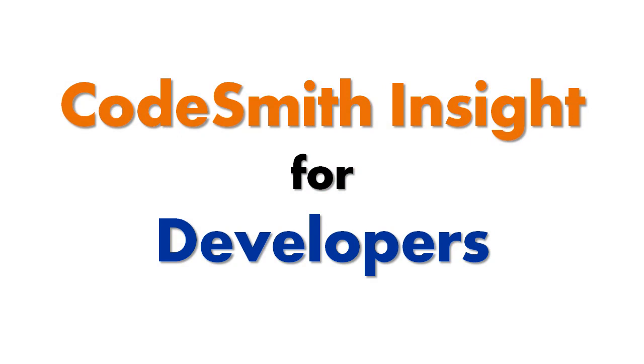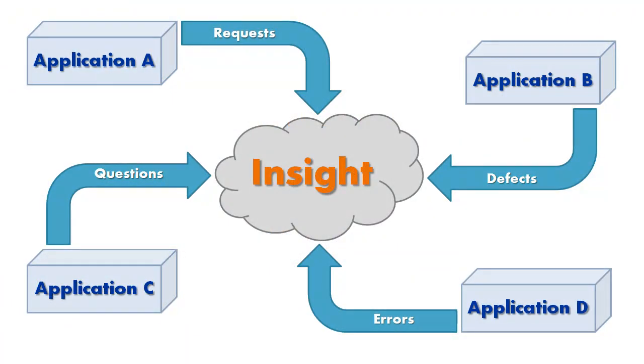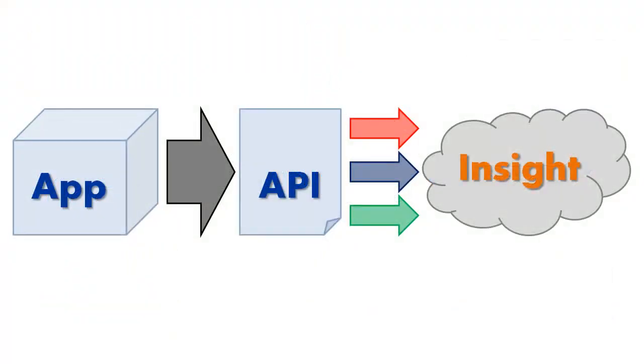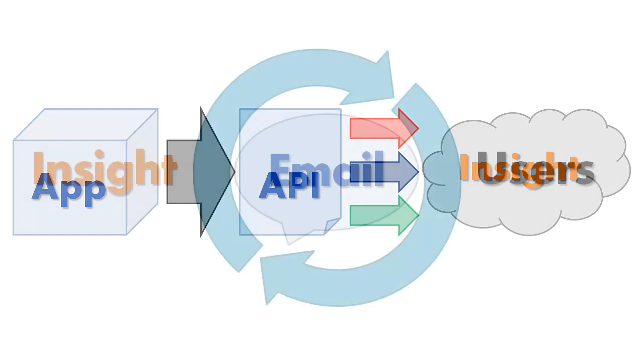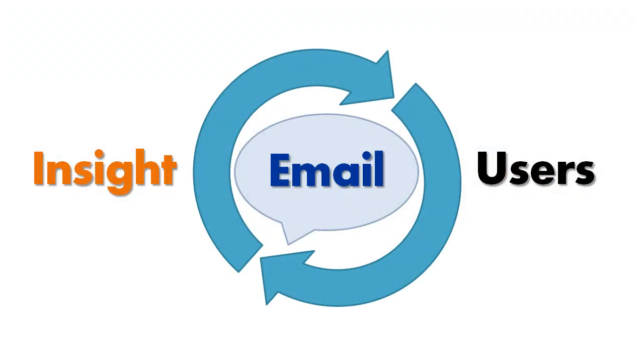Insight for developers. CodeSmith Insight can be easily integrated with your applications to provide your users a channel to communicate feedback. In addition to collecting user feedback, Insight will also collect your application's errors and crash reports, and then intelligently organize them in a central server. Be it questions, requests, defects, or errors, Insight sends all feedback to a central server. And with our easy-to-use API, you can enhance and customize that feedback to meet your needs. Insight also collects email from configured mailboxes, enabling you to unify all of your support under a single system. For more information about this, please see our Insight for Support video.